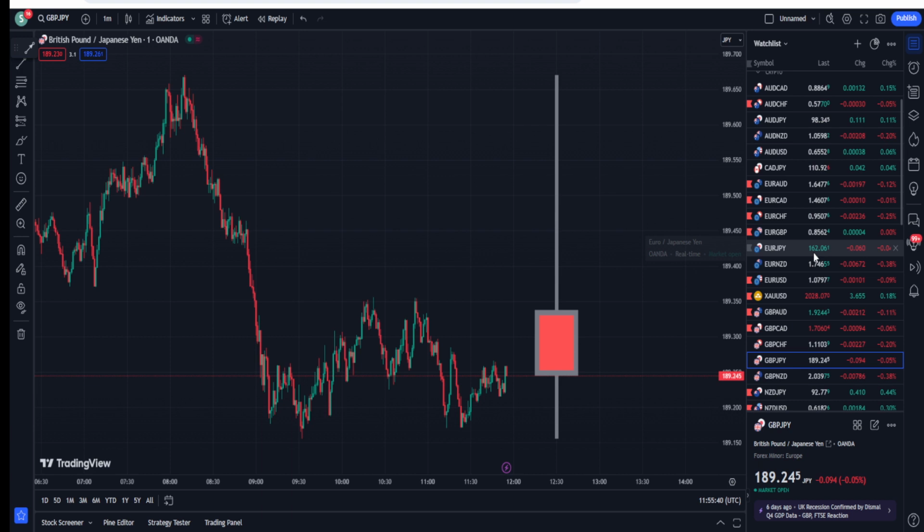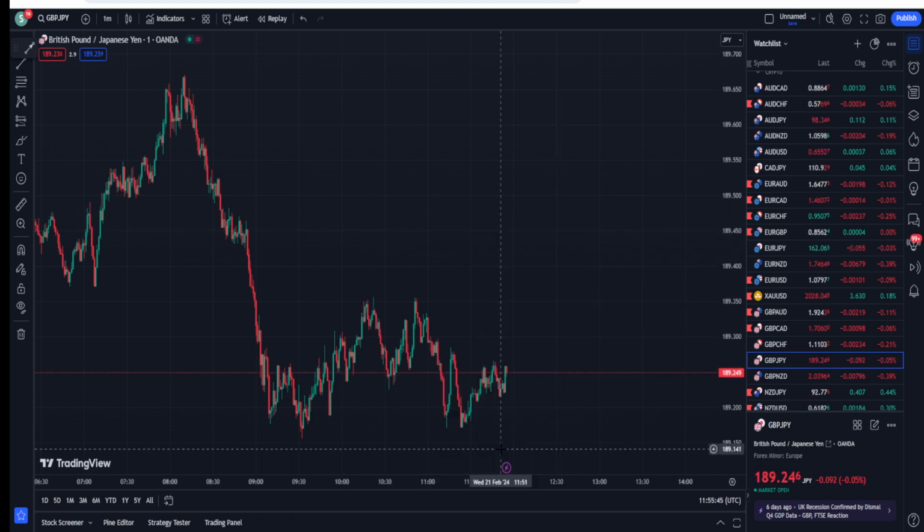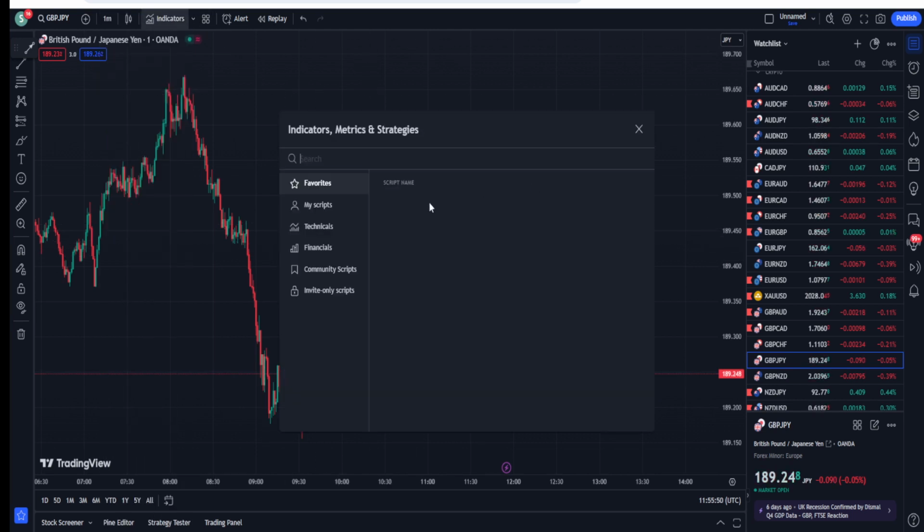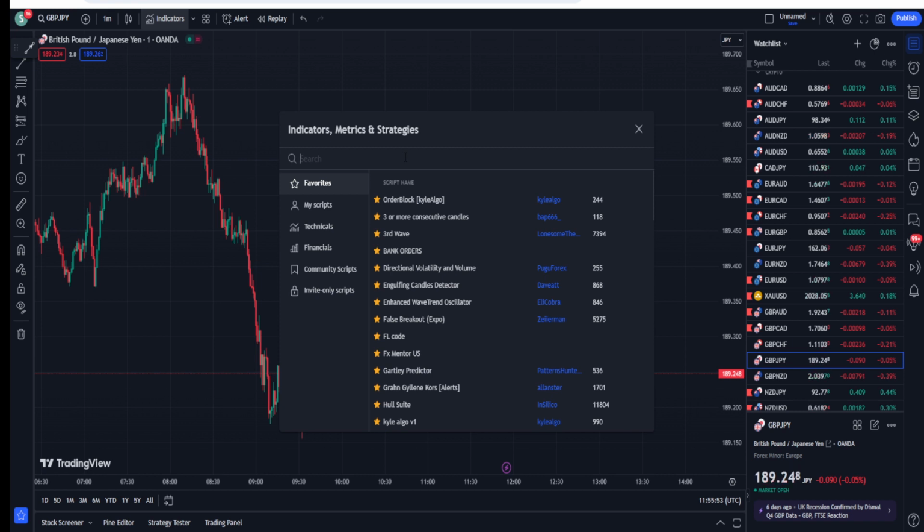Okay guys, so we are going to the indicator section. I'm going to remove this indicator from my screen and I will show you the amazing signals by this indicator, and how it basically keeps up with the trend.